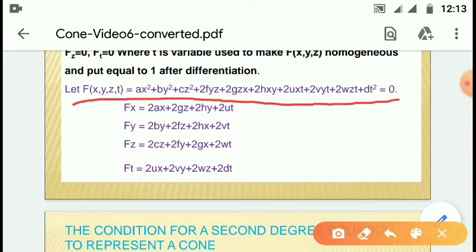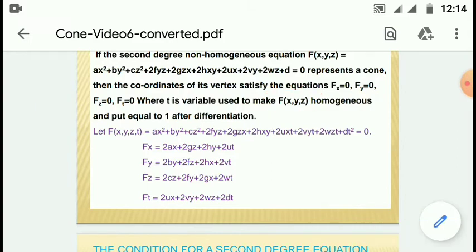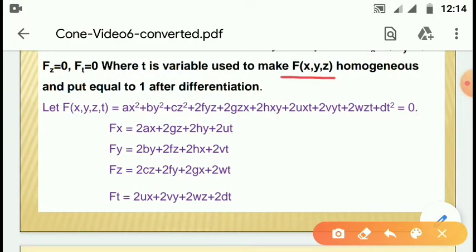Suppose f is a non-homogeneous equation of second degree in variables x, y, z. So, this is f of x comma y comma z comma t. What is t here? T is a new variable which is used to convert f of x, y, z into homogeneous equation. So, how did we do that? See this. Actually, f of x, y, z is a non-homogeneous equation. So, we use t to convert this equation into homogeneous equation.